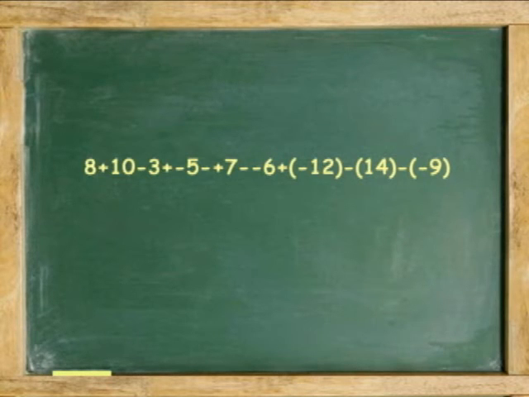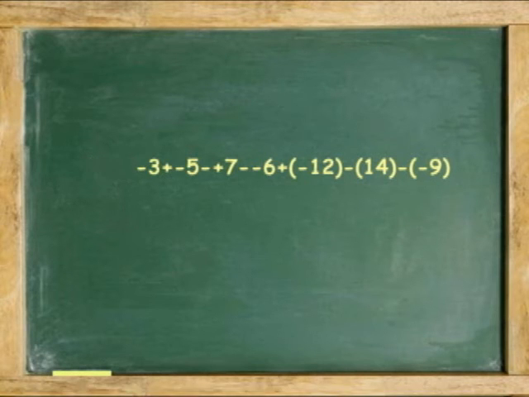Let's try now a more complicated example, where addition and subtraction, positive and negative numbers all get combined at the same time. In this example, 8 is added to 10, and then 3 is subtracted. -5 is added, 7 is subtracted, and -6 is subtracted, and so on. This shows we can add negative numbers, plus -5, subtract positive numbers, minus +7, subtract negative numbers, minus -6, and so on. Sounds confusing? Let's break it down.